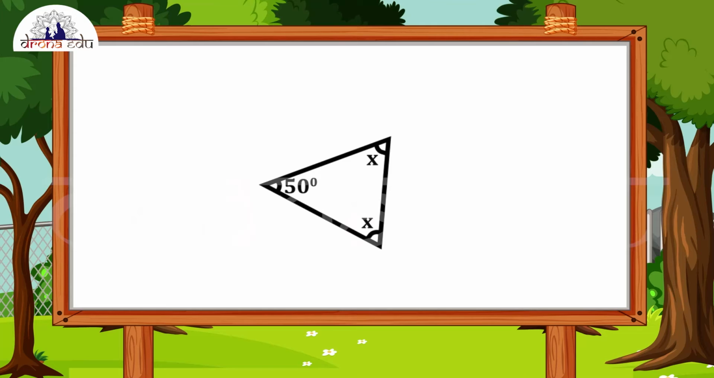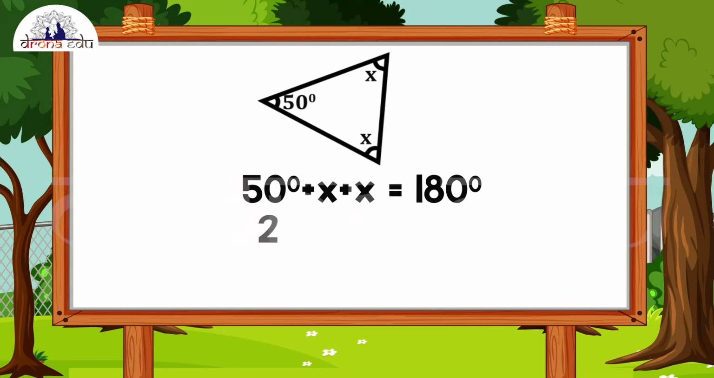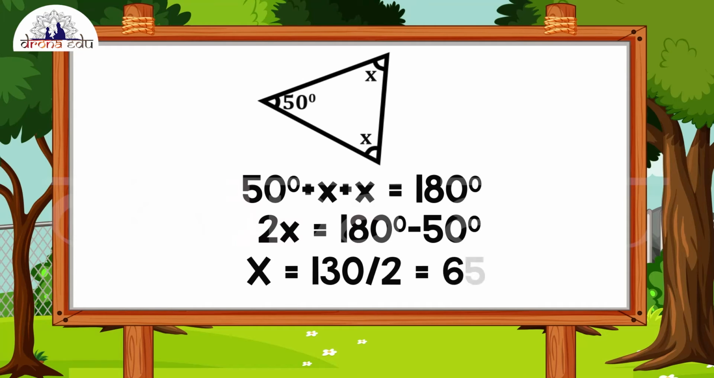Now, look at this diagram. Here, two values we need to find, right? So let's find them. Two x's are missing, so two angles are not given, only one angle is given. Using the same angle sum property, I can take both the x as equal since it's an isosceles triangle. So I can take 50 degrees plus 2x is equal to 180 degrees, where 2x is equal to 180 minus 50. So x is equal to 130 by 2, which is 65 degrees.